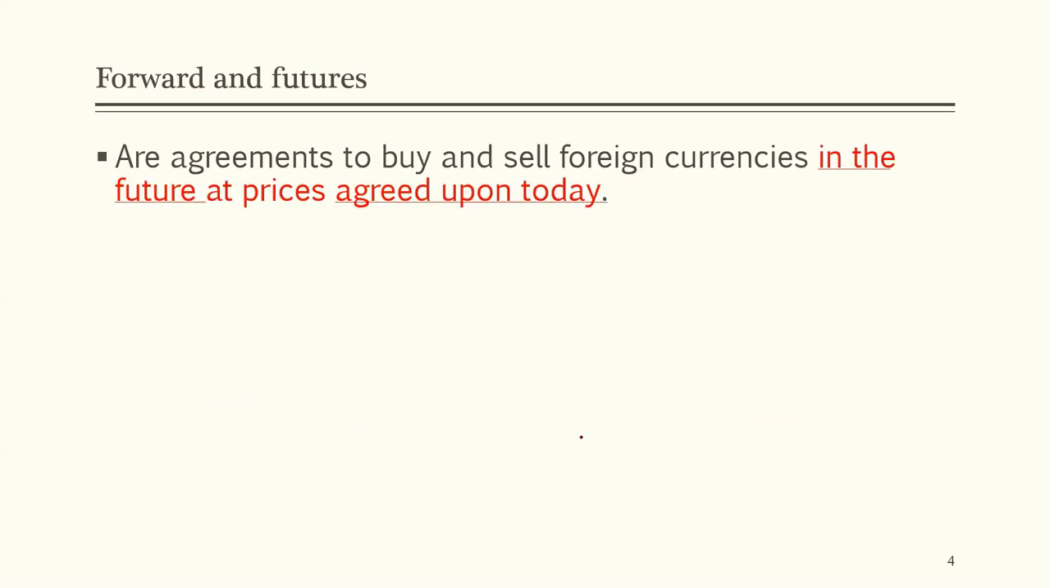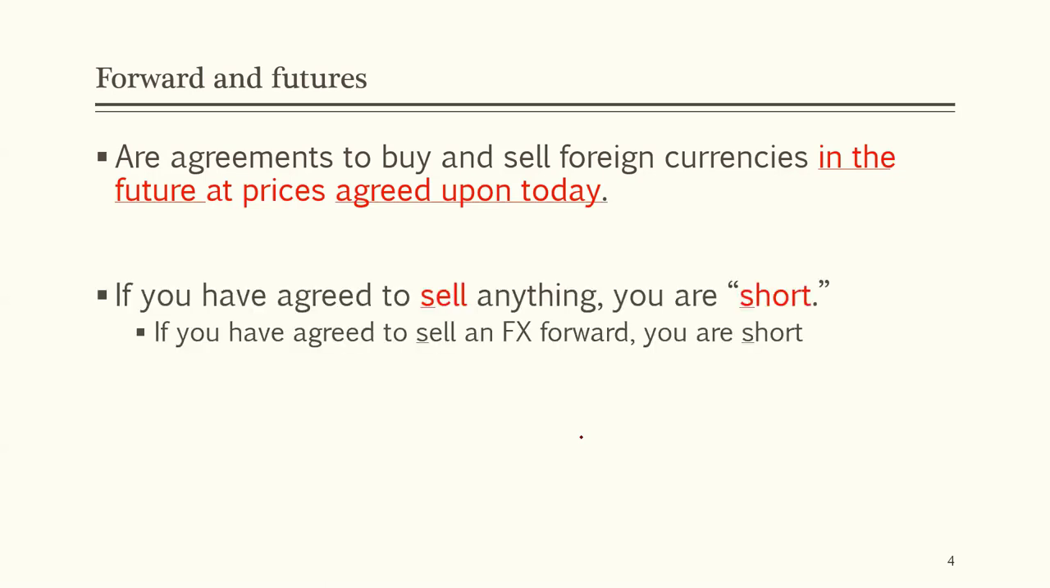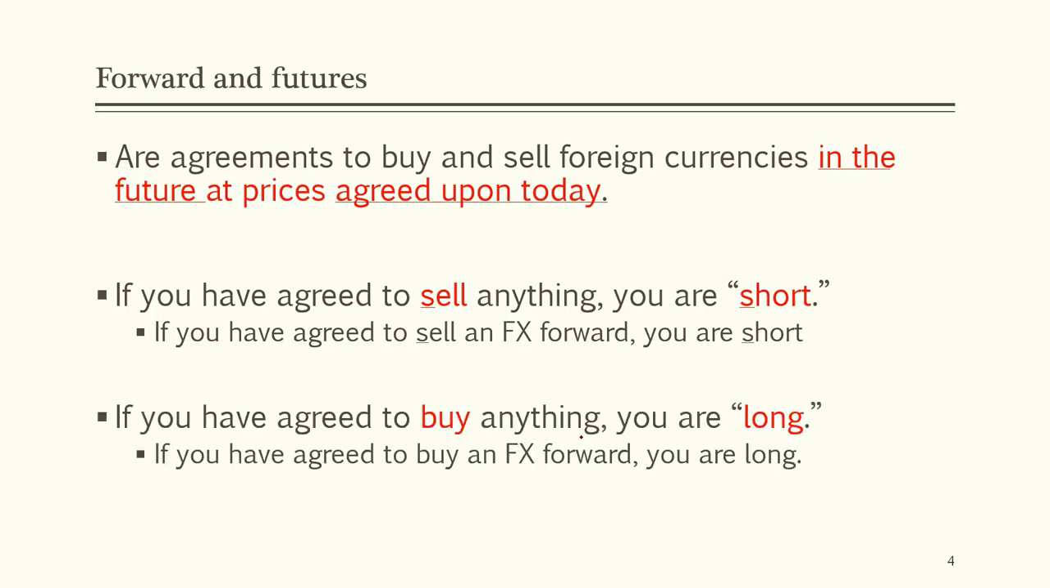With forwards and futures, these contracts have the same sort of agreement. They are both agreements to buy or sell foreign currencies in the future at a price that you agree on today. So in terms of their payoff functions, it's very similar. When you agree to sell a foreign currency in a forward or futures contract, you are short. When you agree to buy a currency under a forward or futures contract, you are long.